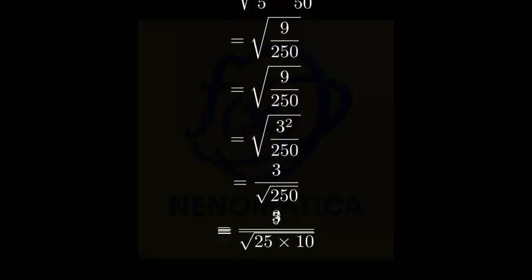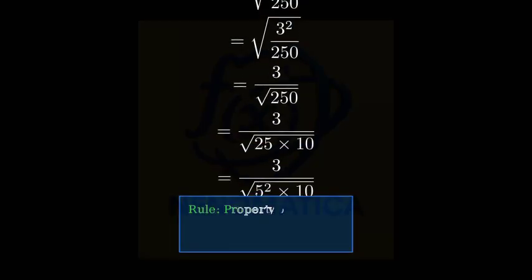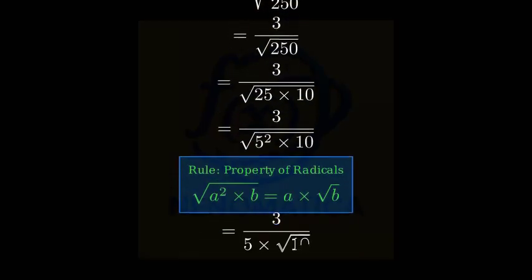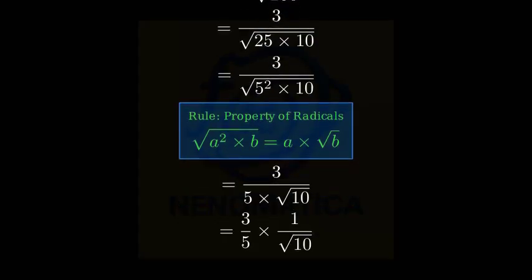Now, we need to simplify the square root of 250. 250 can be expressed as 25 times 10, and 25 is 5 squared. Using the property of radicals, the square root of 5 squared times 10 equals 5 times the square root of 10. Simplifying further, we get 3 over 5 times the square root of 10, which can be rewritten as 3 over 5 times 1 over square root of 10.